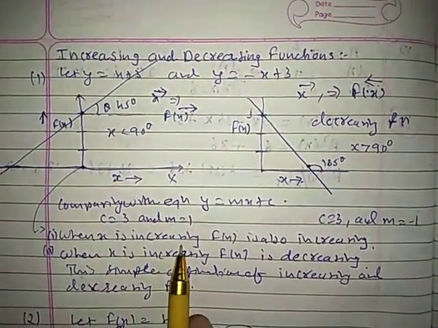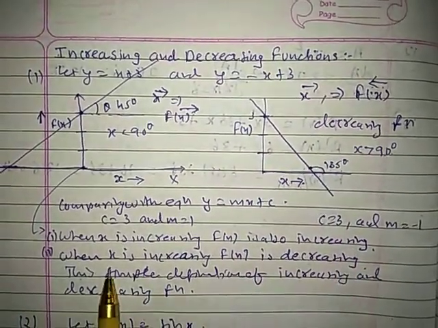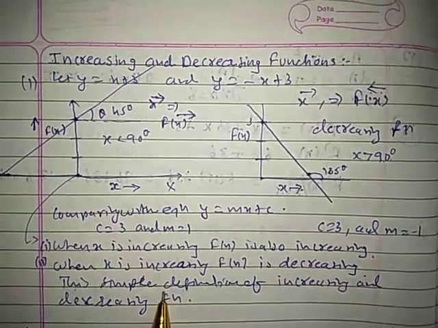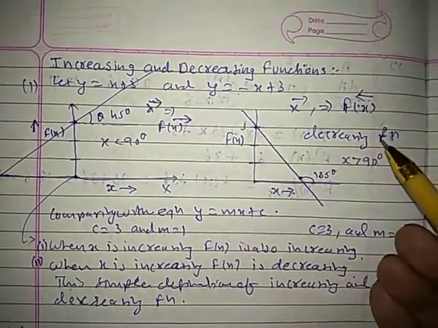So when x is increasing, f of x is also increasing in an increasing function. And when x is increasing, f of x is decreasing in a decreasing function. This is the simple definition of increasing and decreasing function. We understood this.